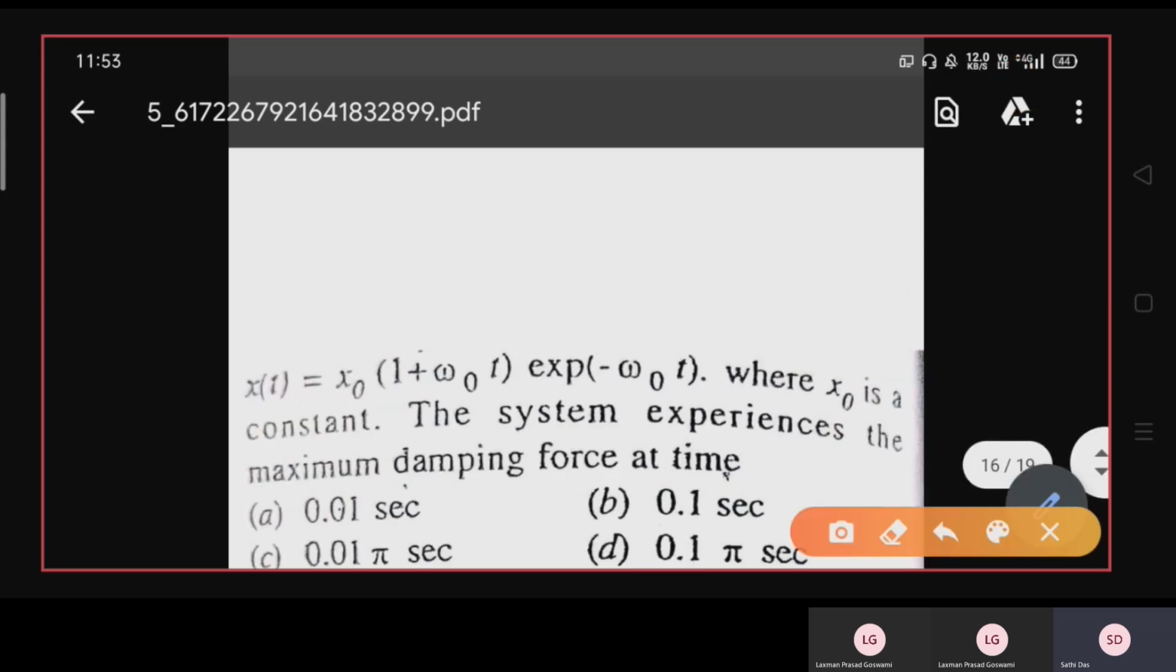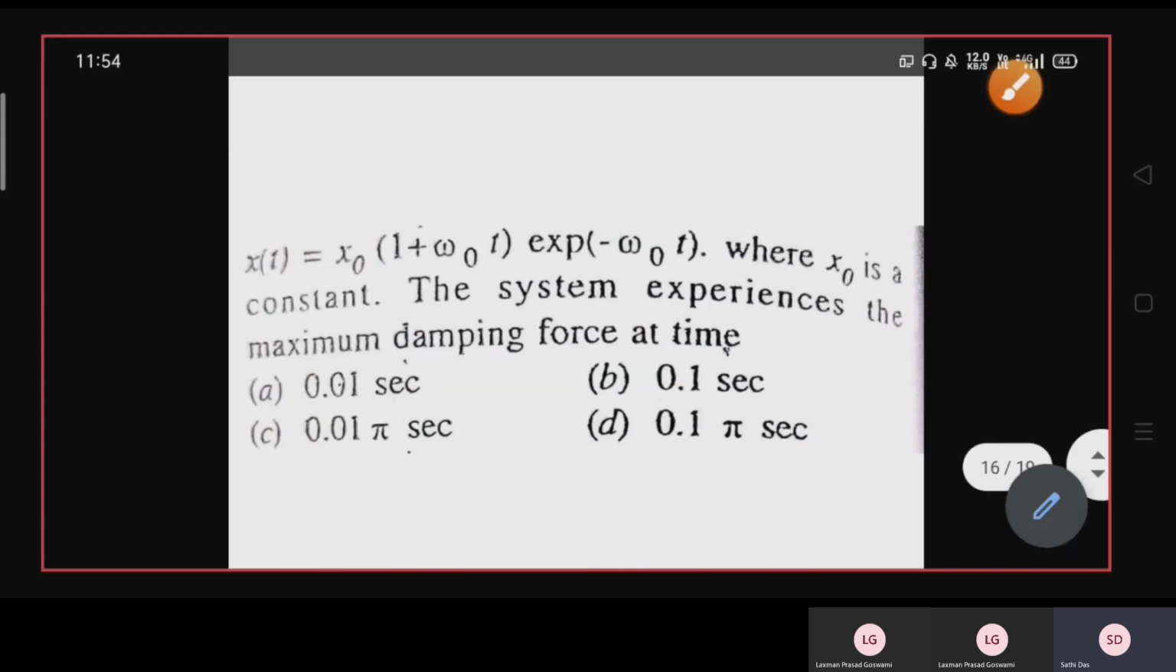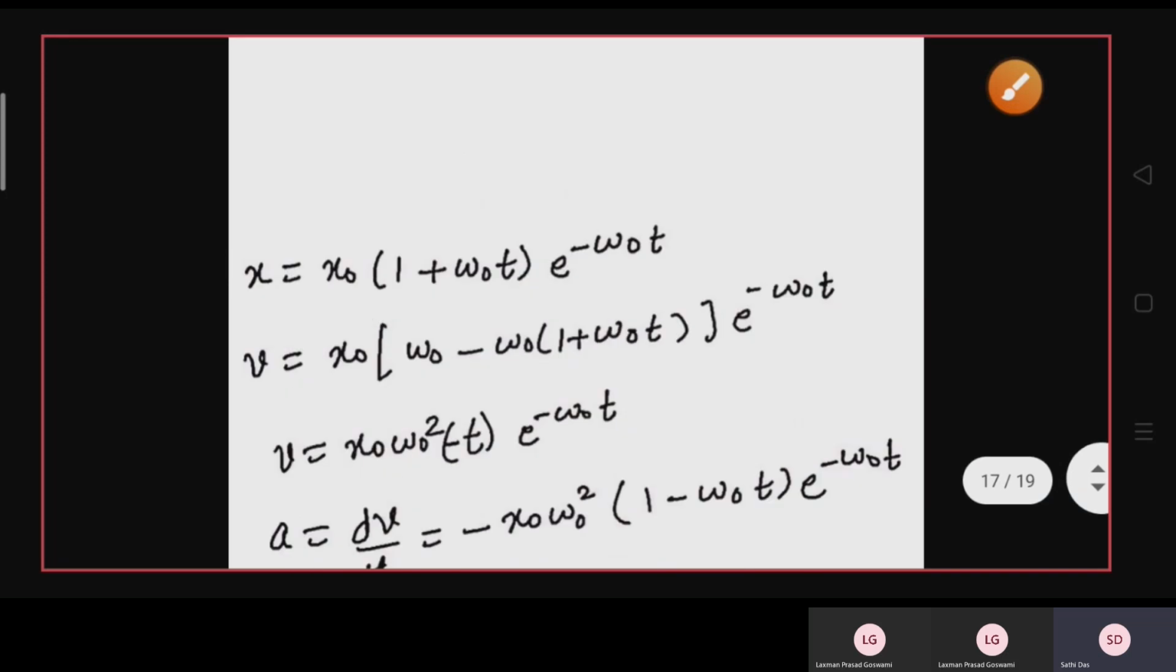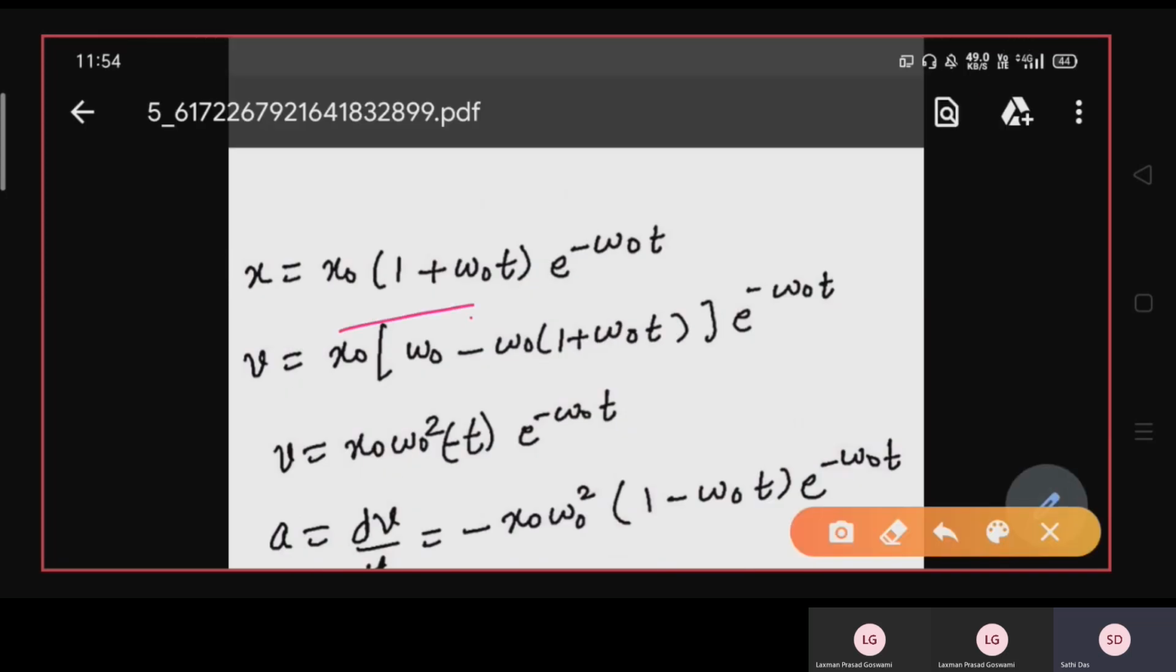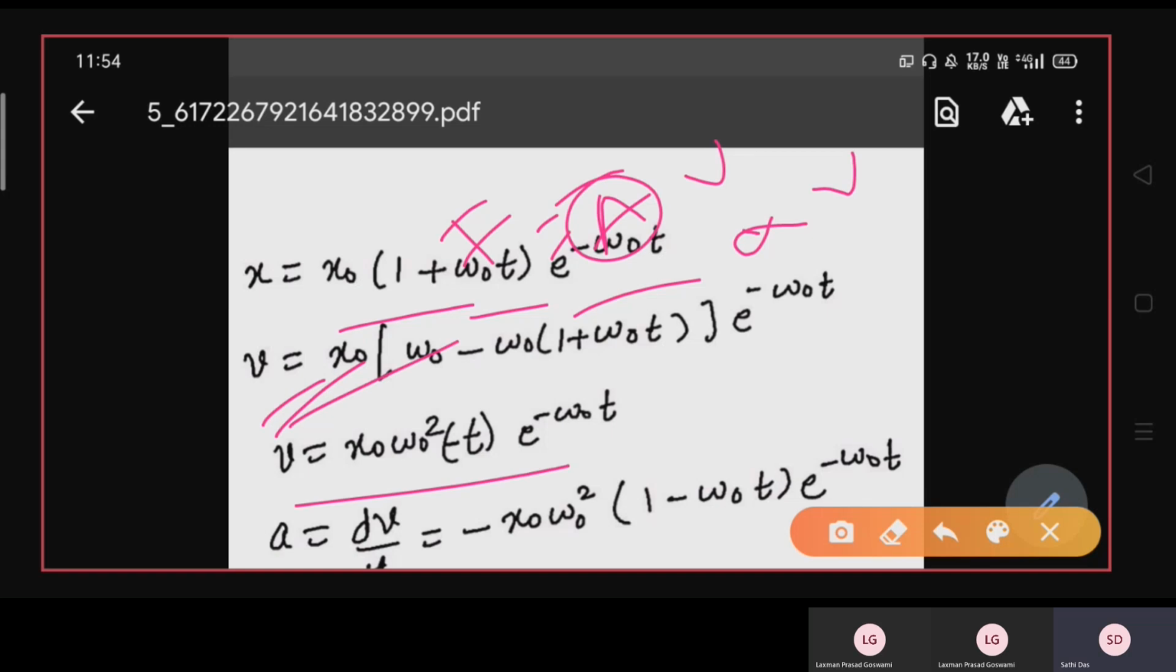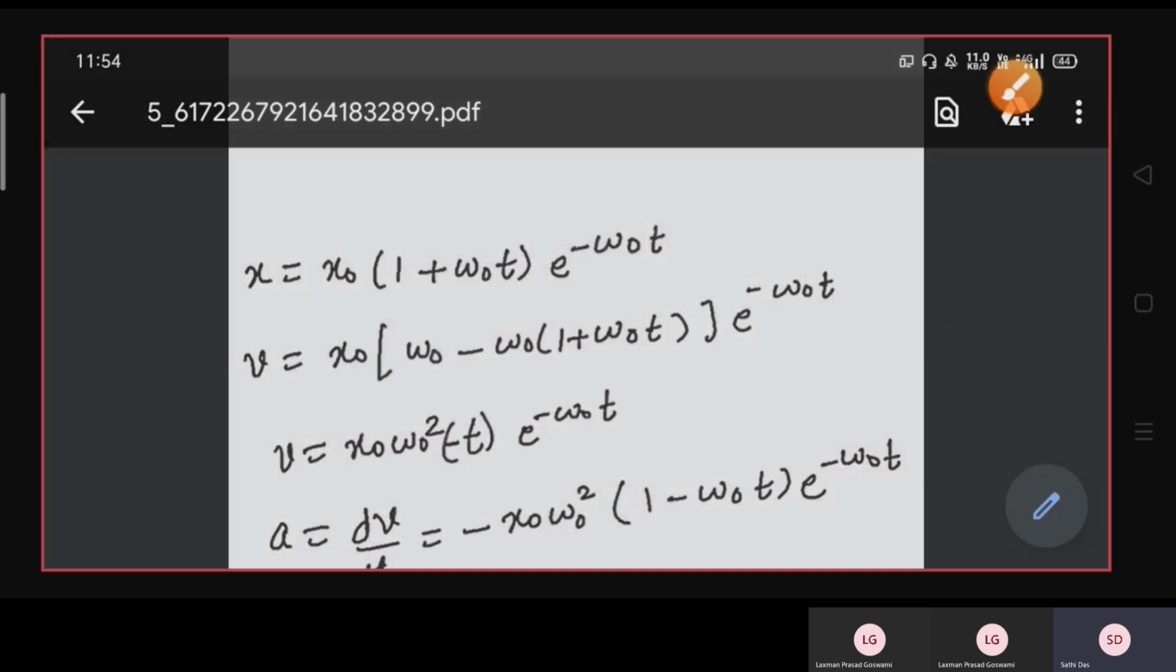So you have been given x(t), the displacement at any instant, and you have to find out when the system experiences the maximum damping force. So x has been given as x naught (1 plus omega naught t) exponential minus omega naught t. The damping force is proportional to velocity, so the damping force F can be written as A into V, where A is a constant factor. So we find V as dx/dt, that is V equals x naught (omega naught squared) minus t exponential minus omega naught t.